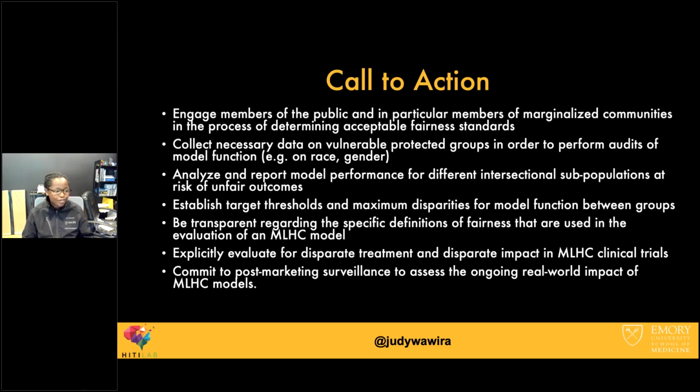We need to think about standards. We need to collect data on vulnerable groups, look at the intersection of populations, and establish thresholds and maximum disparities for groups. We have to be transparent in the definitions of fairness that we use and be intentional in evaluating disparate treatment and disparate impact in clinical trials for machine learning in medicine. And we have to commit to post-marketing surveillance and almost provide incentives for figuring out the real-world evidence and impact of machine learning in health models.